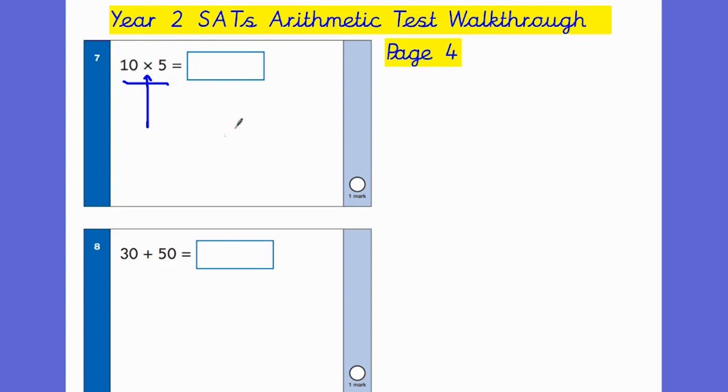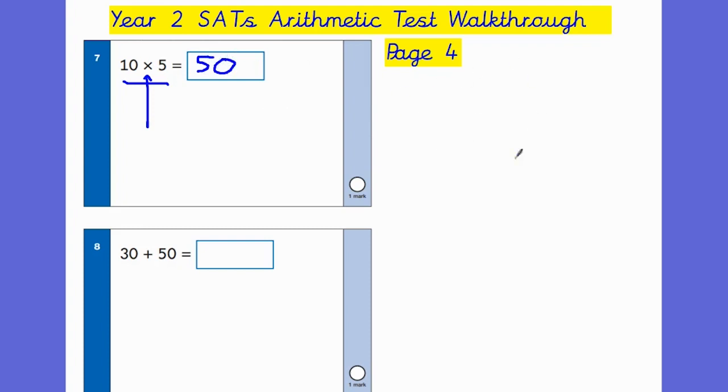But you'd expect the children in year 2 to be able to count in 10. So what I would probably say for this question is if they can, just count 5 tens. So 10, 20, 30, 40, 50. And that will be our answer.